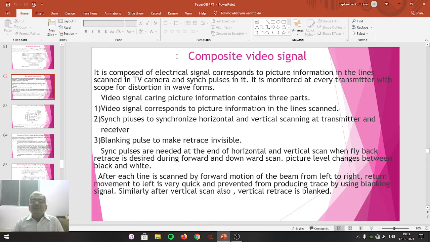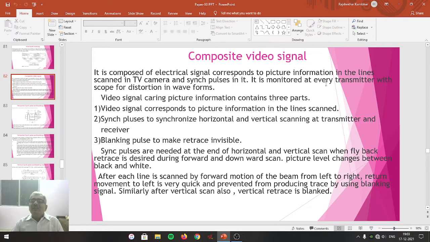Composite video signal is composed of the electrical signal corresponding to the picture information in the lines scanned in the television camera and sync pulses in it. It means the combination of the electric signal proportional to the picture information which is scanned in the television camera and sync pulses together is known as composite video signal.